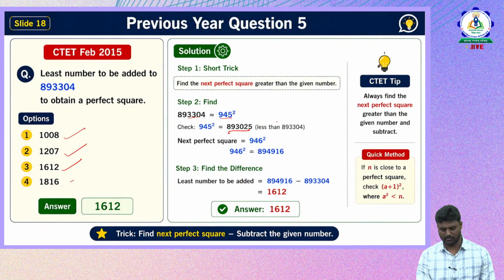So what is the next perfect square? 946 squared. If you do that, we'll get 894,916. Now find the difference of that. What is the least number to be added to make it a perfect square? So 946 squared minus 945 squared, if you subtract, we'll get 1612.